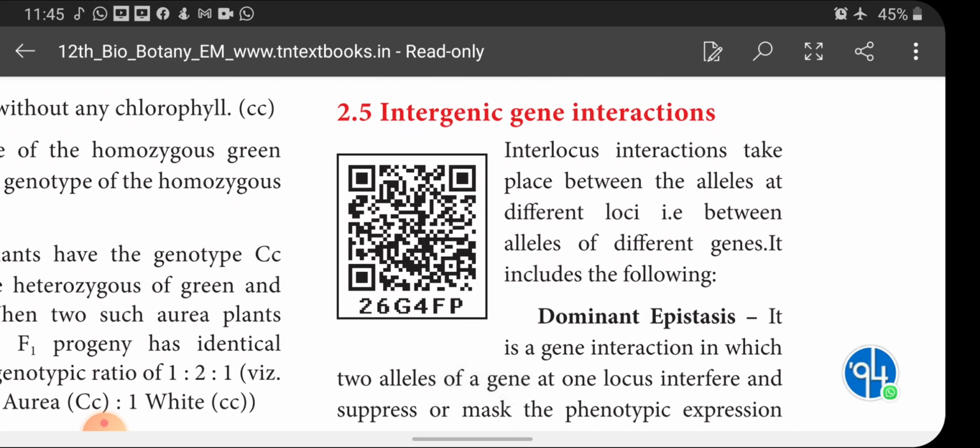And now intergenic gene interaction. So far we have discussed intragenic interaction. Under this we have discussed 3 subtopics.